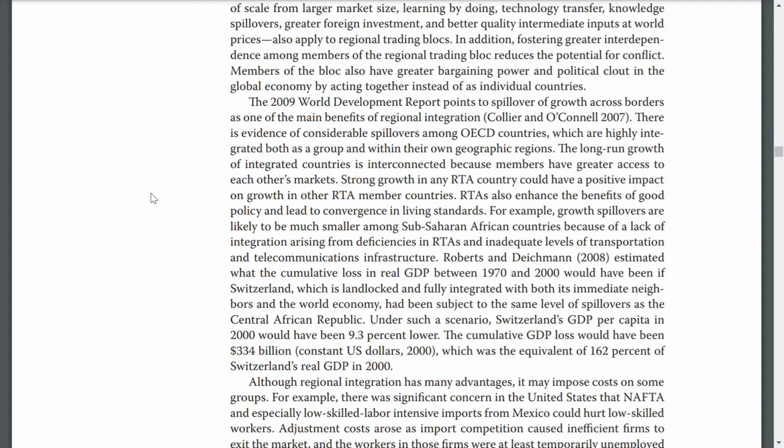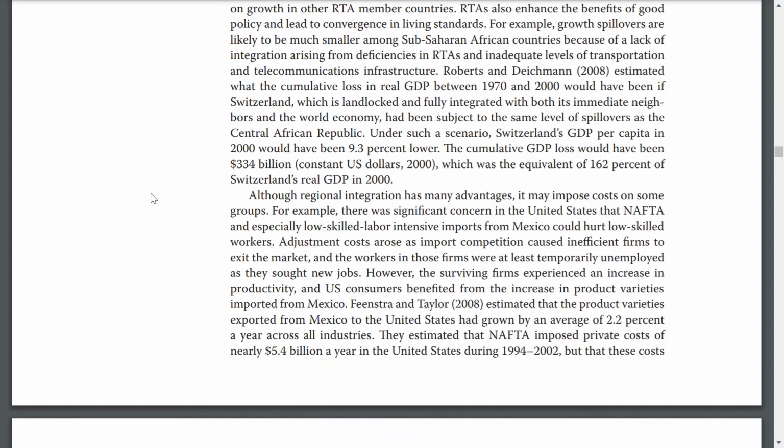Although regional integration has many advantages, it may impose costs on some groups. For example, there was significant concern in the United States that NAFTA, and especially low-skilled labor-intensive imports from Mexico, would hurt low-skilled workers. Adjustment costs arose as import competition caused inefficient firms to exit the market, and the workers in those firms were at least temporarily unemployed as they sought new jobs. However, the surviving firms experienced an increase in productivity. The U.S. consumer benefited from the increase in product varieties imported from Mexico.